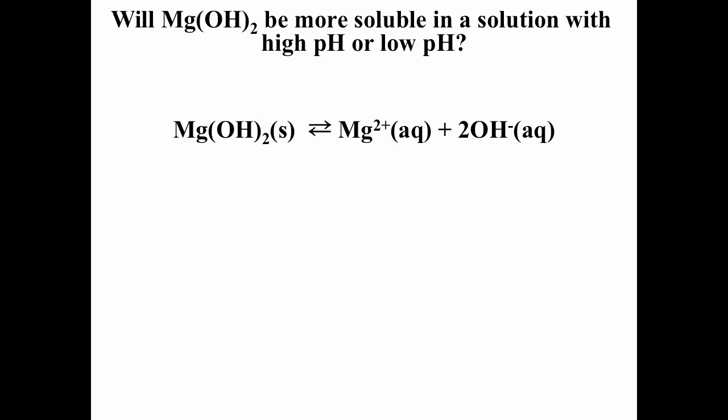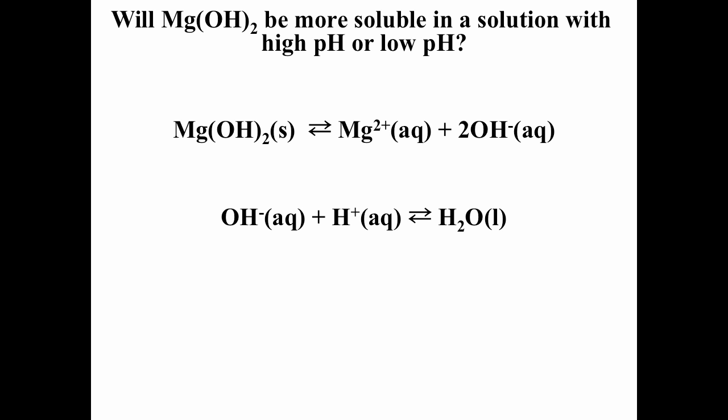Will magnesium hydroxide be more soluble in a solution with high pH or low pH? And so again, magnesium hydroxide dissolves into magnesium ions and hydroxide ions. Then again, we have that polyatomic ion, the hydroxide ion. Remember, polyatomic ions stay together as a group. And so hydroxide ions should react with hydrogen ions to form water.